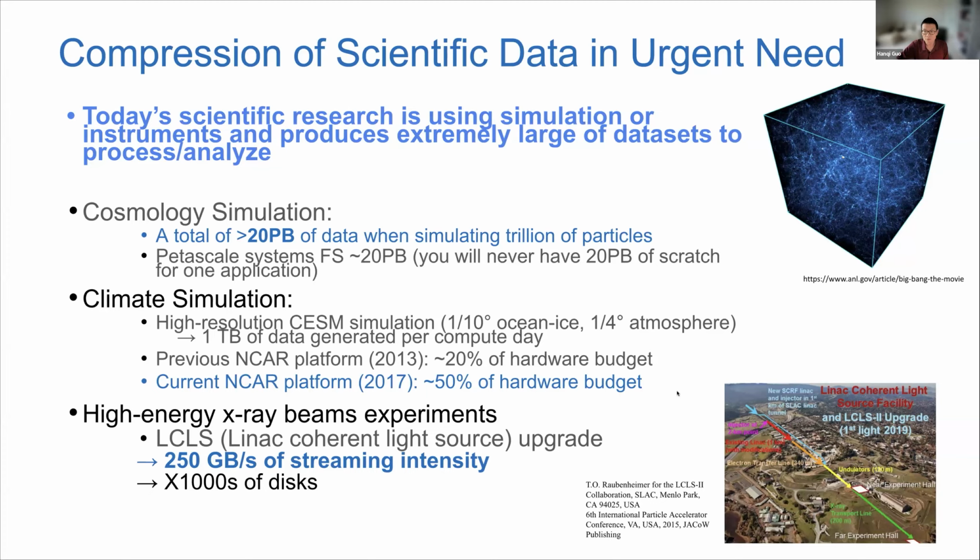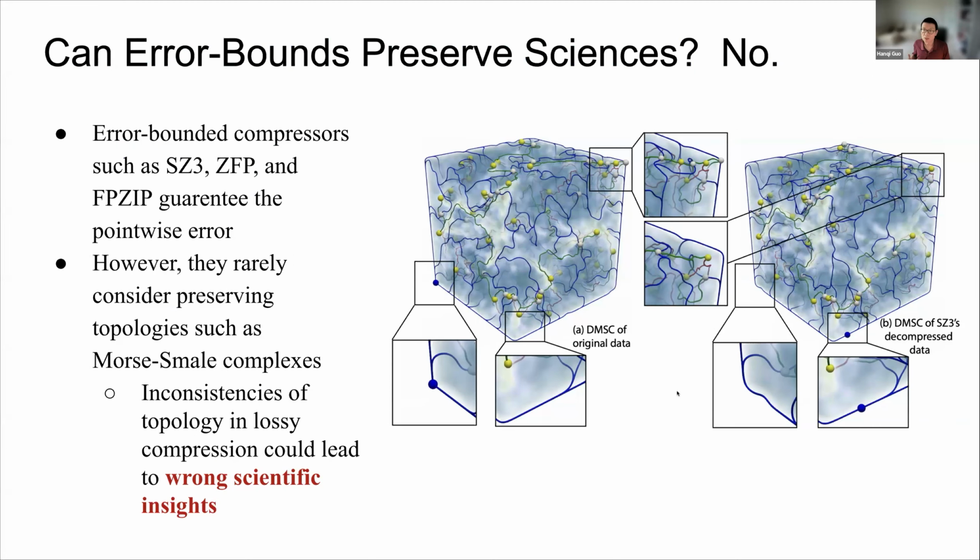So we have a lot of lossy compression schemes, especially error-bounded lossy compression. The idea of error-bounded lossy compression is to preserve some scientific insights of scientific data, so at least we have point-wise error control. But can this error-bounded lossy compression preserve science? Can these techniques preserve features and insights that scientists care about? The answer is no.